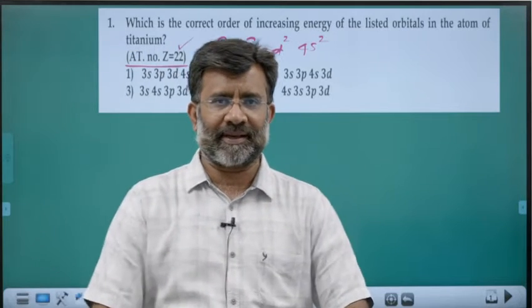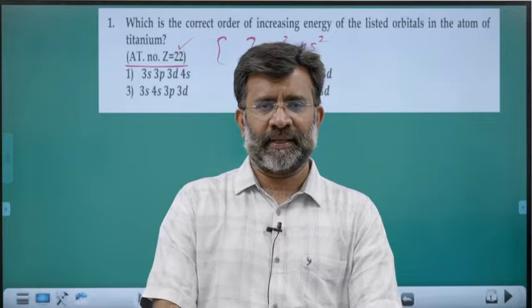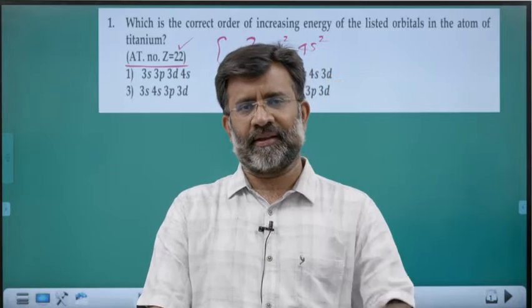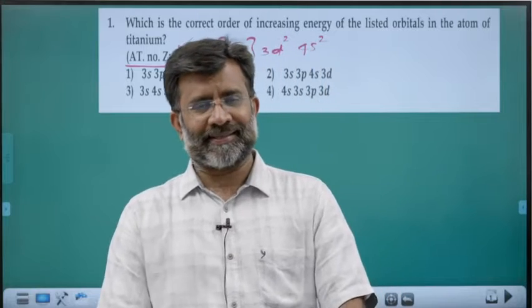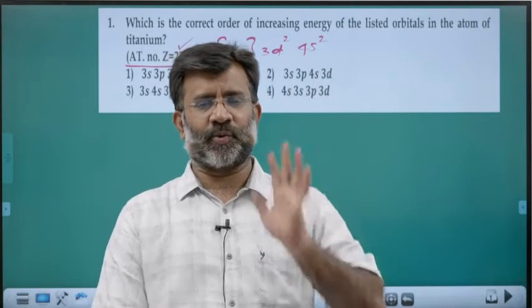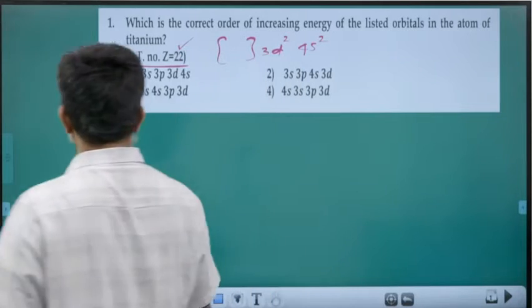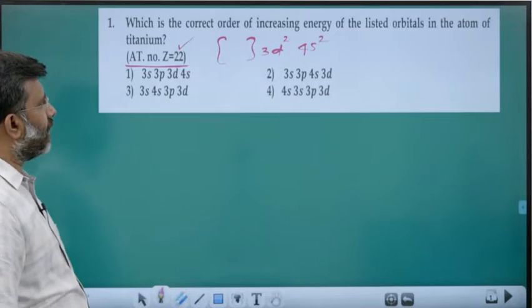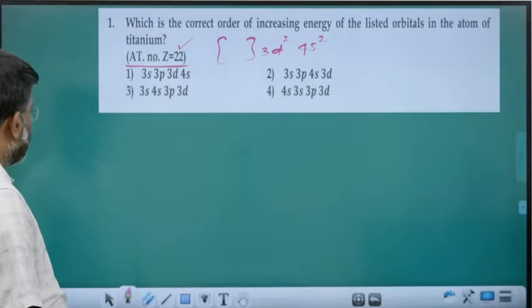From the atomic number itself, you can write that configuration. Atomic number 22 will be d2 s2. Scandium, 21, will be d1 s2. Iron, 26, will be d6 s2. Like that, you know that. So here what is asked is the order of filling of atomic orbitals. That too is a very simple point which all of you know.